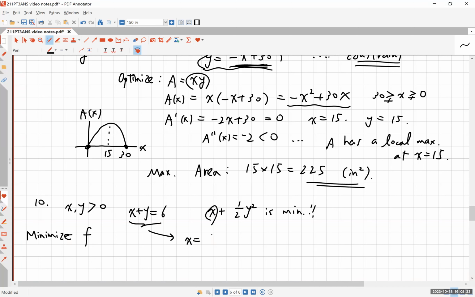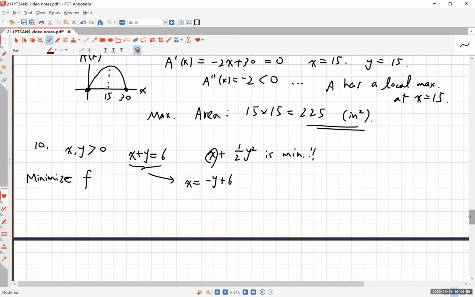X is what? 6 minus y. Let's write this as y minus 6. Okay, x is, no, that's not true. X is negative y plus 6. Okay, or x is 6 minus y, right? So x is negative y plus 6. And the reason is because this expression is easier if you substitute x as negative y plus 6 as opposed to the other way around.